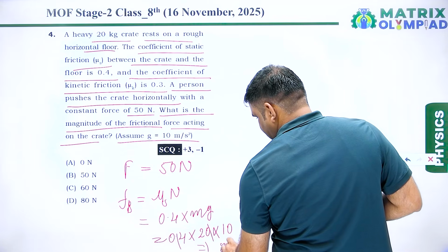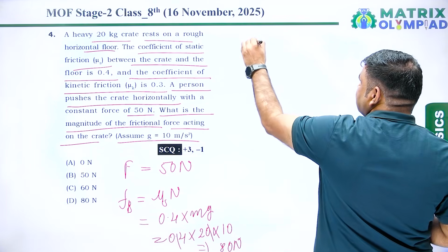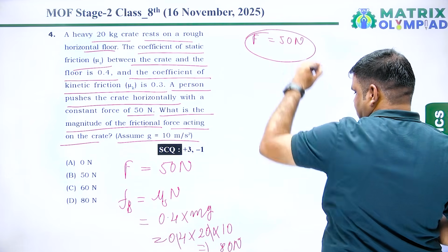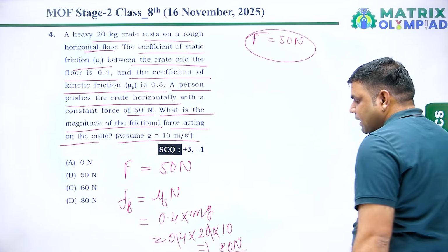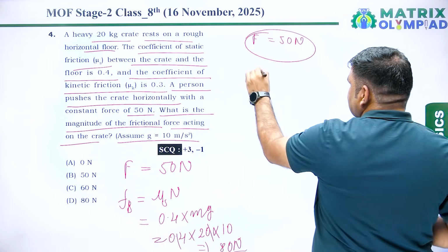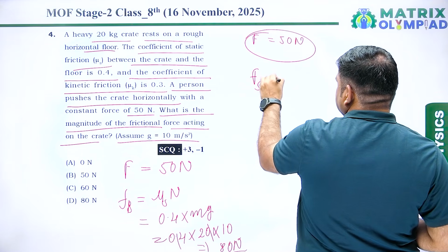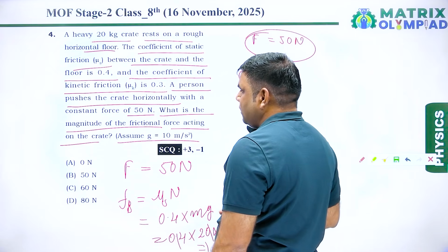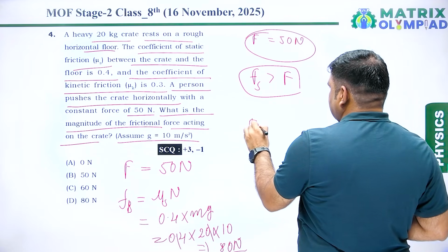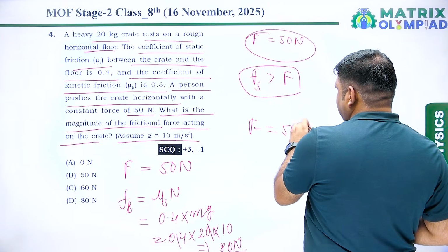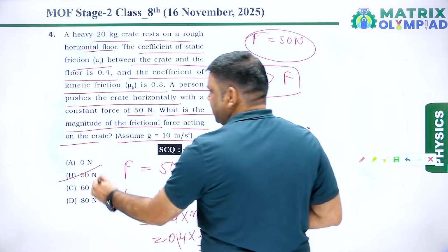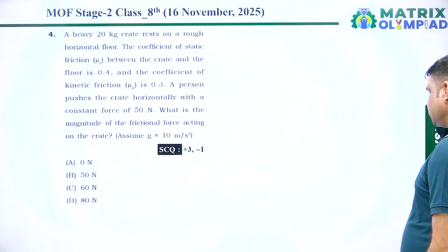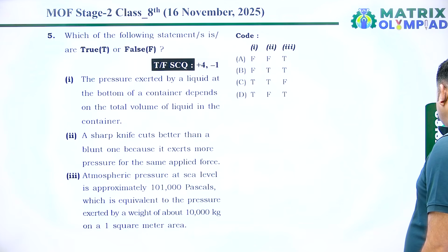This is 80 Newton and the applied force is 50 Newton. So the applied force is 50 Newton and the maximum static friction force is 80 Newton, and we know that the static frictional force is greater than the applied force. So to move the object, we would have to apply more than that. The object does not move, and the friction equals the 50 Newton applied force. So our correct option is B for question number 4. Let's move to the next question, that is question number 5.